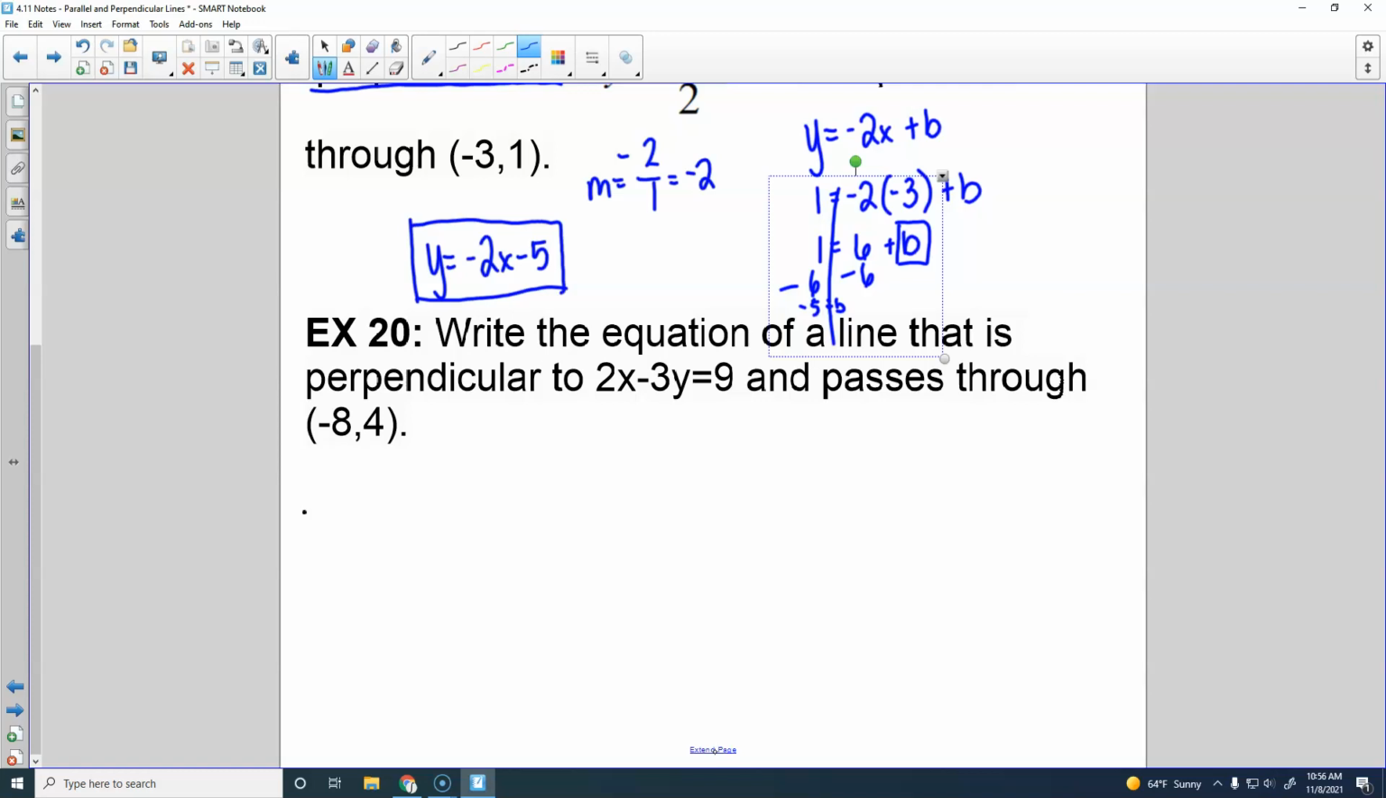Okay. All right, now let's look at number 20. It says to write the equation of a line that is perpendicular to 2x minus 3y equals 9 and passes through negative 8, 4. This is about the most difficult type of question that I could possibly give you, right? Because do we know the slope of this line right here? Just by looking at it. We do not. Julian, what would we have to do to find the slope of that line?